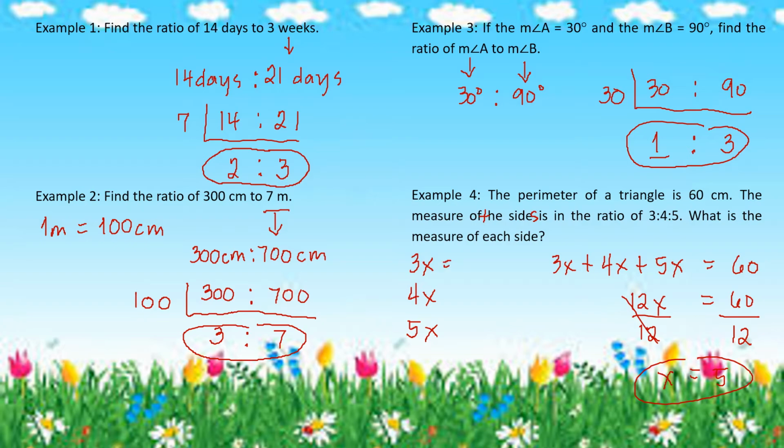Now, we can solve for the length of each side. For the first side, we have 3 times 5. Second side, we have 4 times 5. Third side, we have 5 times 5. Therefore, the measure of the first side is 15 centimeters. Second side, we have 20 centimeters. And the third side of the triangle measures 25 centimeters.